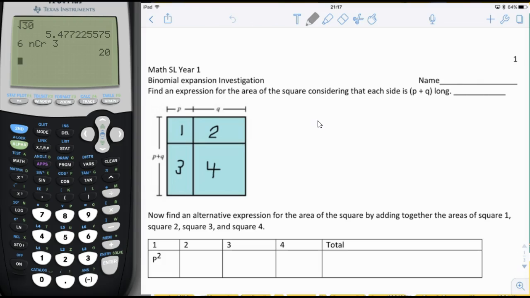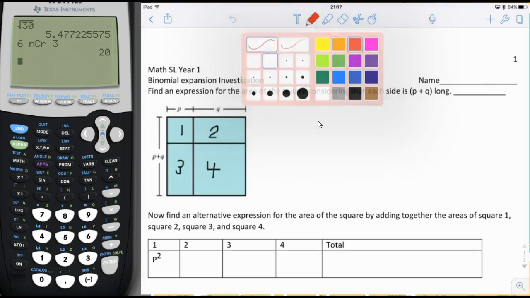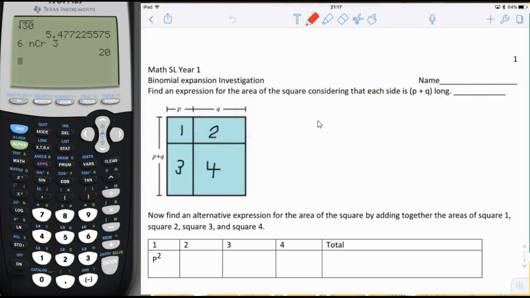So I have a square here, and the square is the dimension p plus q wide and long. Here I have p and q separately, but basically each side of the square is p plus q, right? So what is the area of a square if one of the sides is p plus q? It's going to be p plus q squared, right?